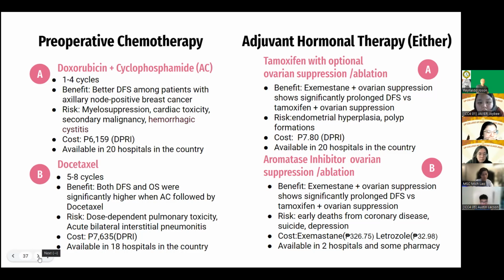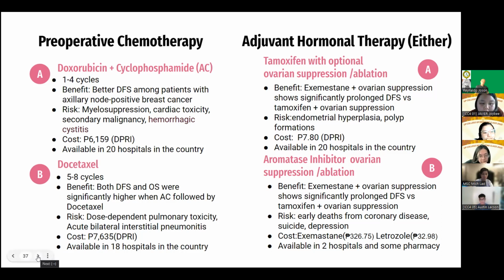For the risk, tamoxifen is associated with endometrial hyperplasia and polyp formation, though this is benign and not life-threatening. So the cost is 7.8, and it is widely available in 20 hospitals in the country according to DPRI. Aside from that, we can also choose an aromatase inhibitor with ovarian suppression or ablation. The use of this with or without ovarian suppression was studied in 2 RCTs, where premenopausal women with HR-positive disease were assigned to either regimen for 5 years.